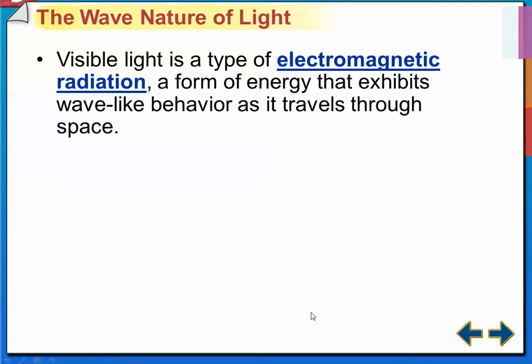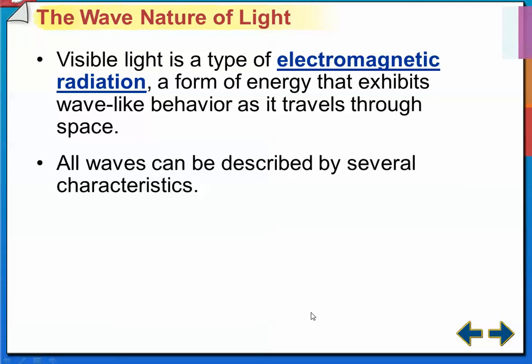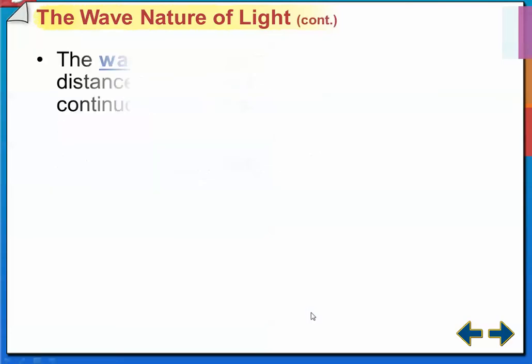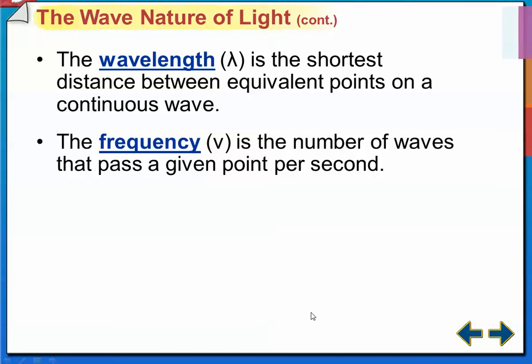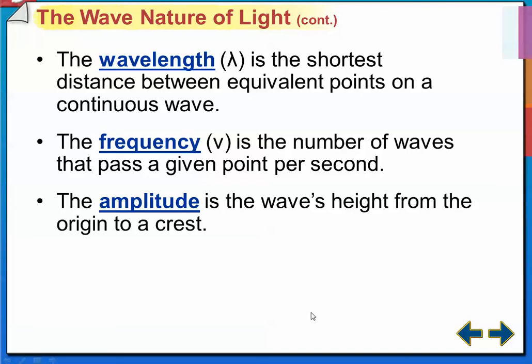Visible light is a type of electromagnetic radiation. It's a form of energy that exhibits wave-like behavior as it travels through space. So when it comes from the sun and hits our planet, it travels as a wave. All waves can be described by these characteristics. They all have a wavelength, and that's the shortest distance between equivalent points on a wave. That's usually from crest to crest, the top of one wave to the top of the next wave. Frequency is how many waves pass a point per second. Amplitude is how high the wave is.